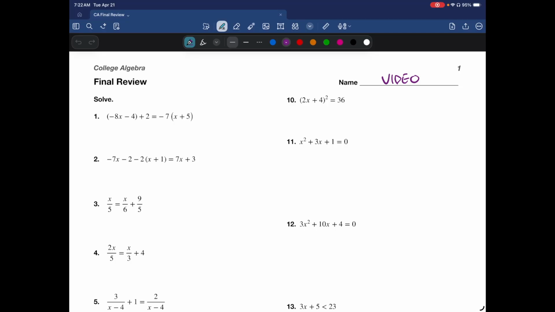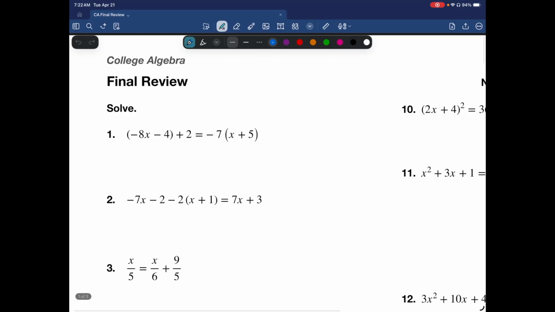Hey guys, let's talk about this final review. Alright, so for number one, you're just going to drop the parentheses or distribute and combine like terms.